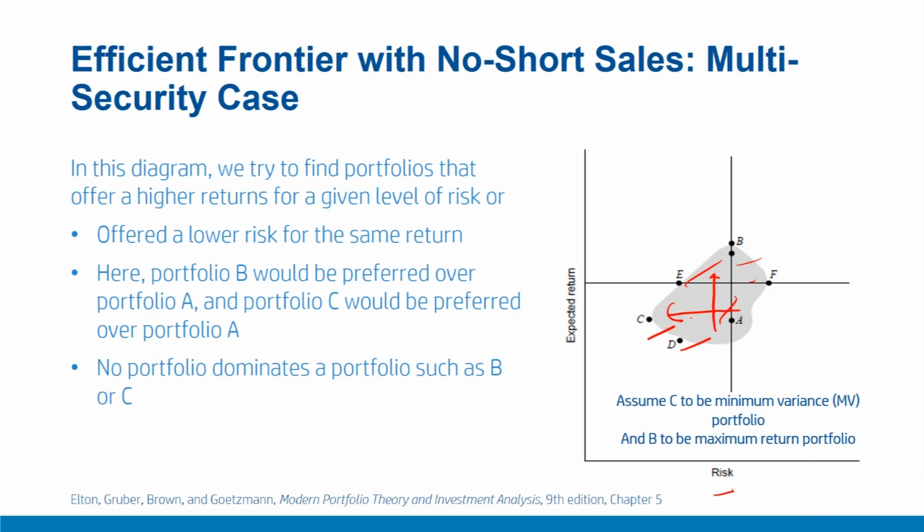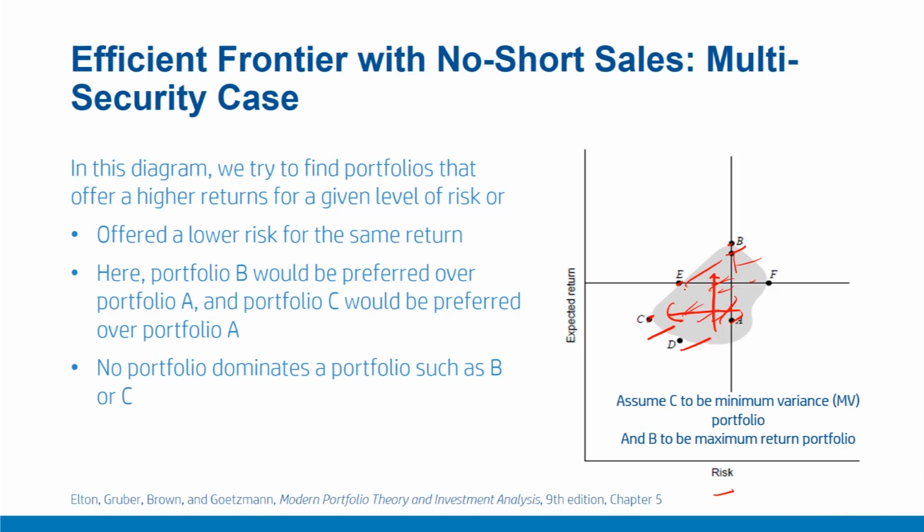Now, if we compare portfolios A and B here, in this portfolio possibility space, B of course would be preferable to A, since it offers a higher return for the same level of risk, as we can see here. Similarly, C would be preferable to A because it offers the same level of return with a lower level of risk. So it may appear to us by this logic that no portfolio dominates portfolio C, B, or for that matter portfolio E. So these are the dominating portfolios.